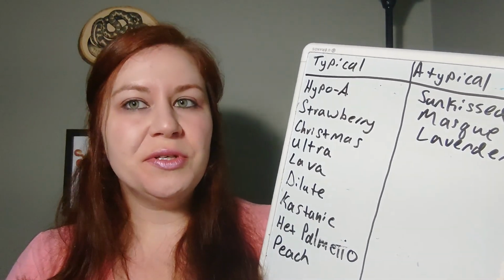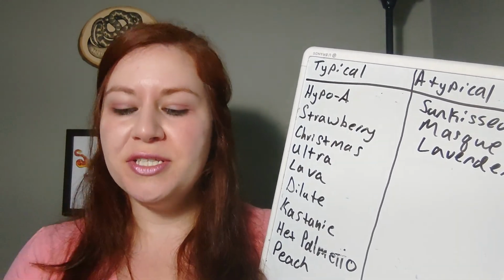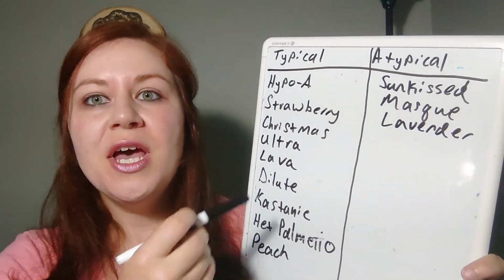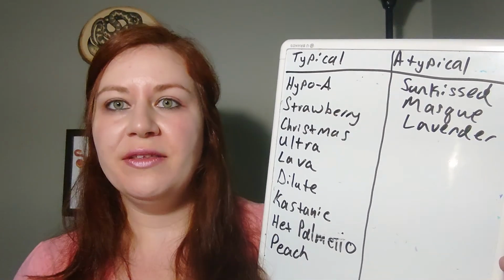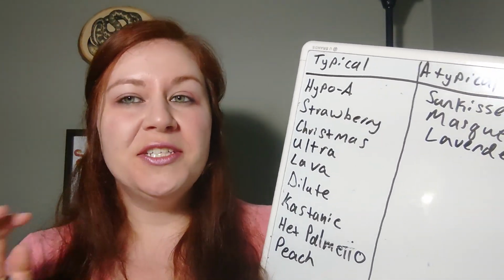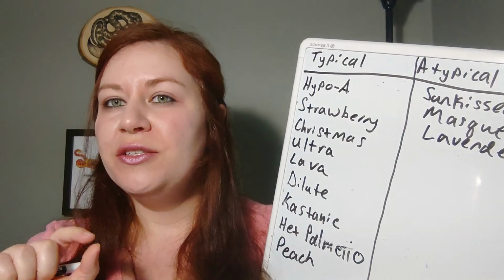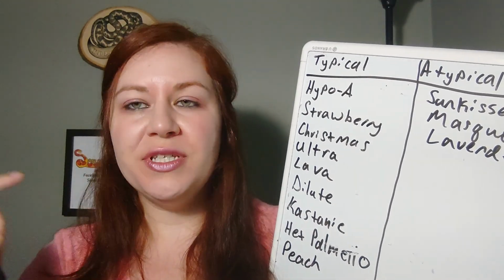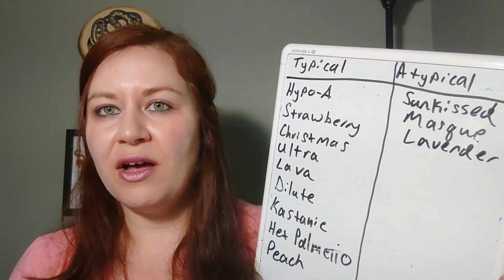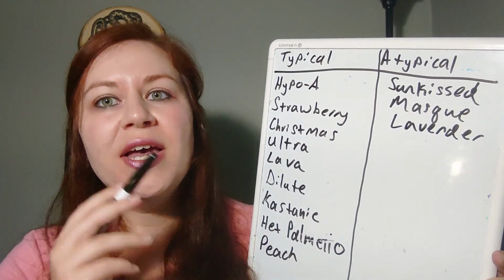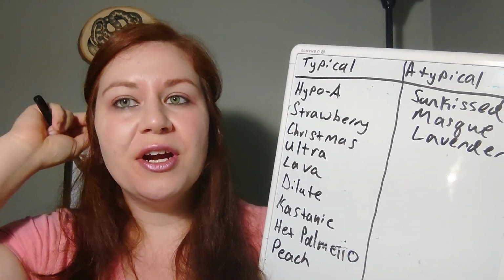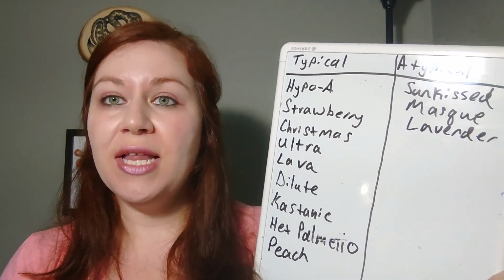Since they look so similar and reduce the melanin in a very similar way, both Lava and Ultra can retain thick saddle borders, where typically Hypo, Strawberry, and Christmas do not. Typically Hypo, Strawberry, and Christmas do not retain thicker saddle borders even when they're bred into Okeetee lines. It's usually reduced at least some, but Ultra and Lava both can retain those thick saddle borders, so they're often confused for each other quite a lot.